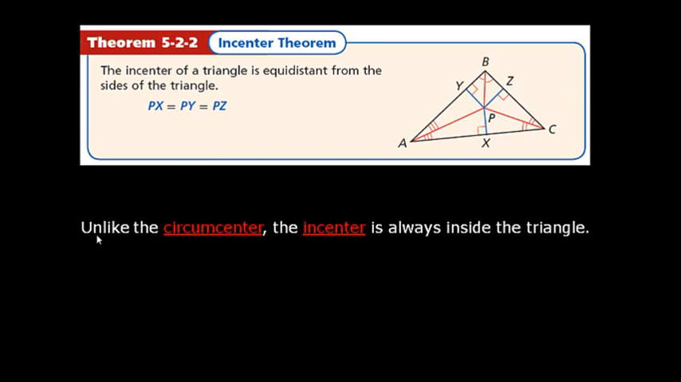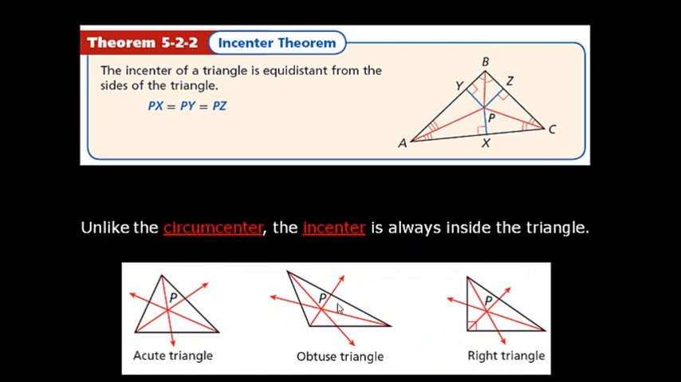So if we read down here, it says, unlike the circumcenter, the incenter is always inside the triangle. And here we've got 3 different triangles. And if you notice, the incenter on all 3 of these triangles is inside of the triangle. Okay, so think incenter is always going to be inside the triangle.